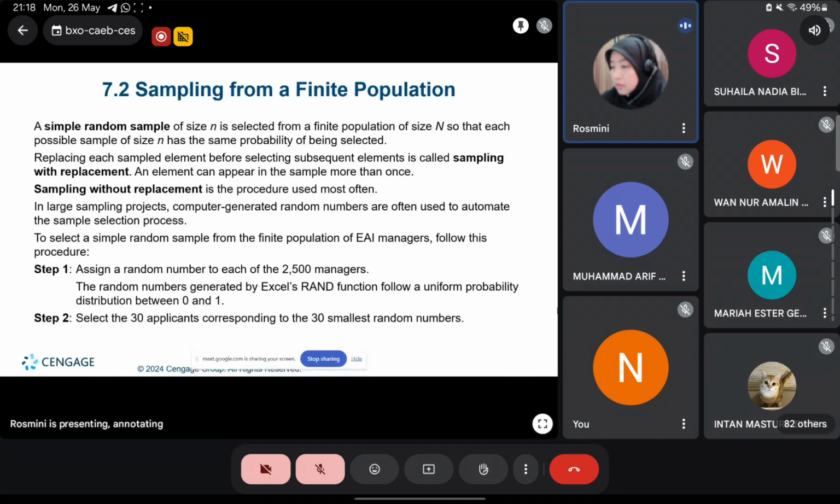Okay, so this is using Excel, so I'm not going to show you, you can do it on your own. So you are going to distribute random number 1 to 30. The random number is generated by Excel, and then select the 30 applicants corresponding to the 30 smallest random numbers.